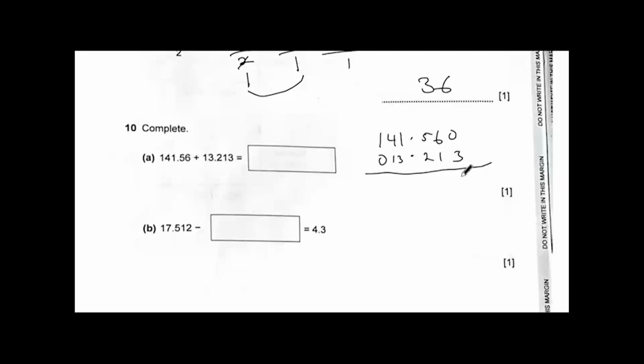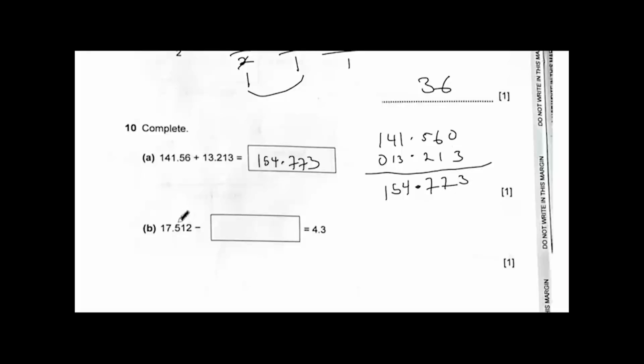0 add 3, that will be 3. 6 add 1, that will be 7. 5 add 2, that will be 7. Then the decimal point should be in line. 1 add 3, that will be 4. 4 add 1, that will be 5. 1 add nothing, that will be 1. So our answer will be 154.773.